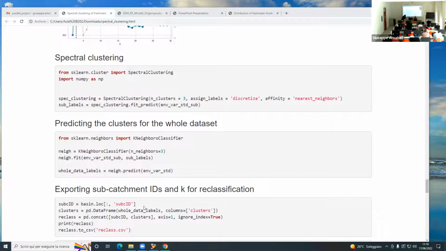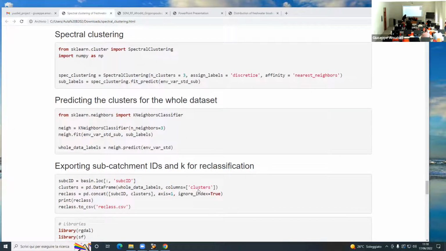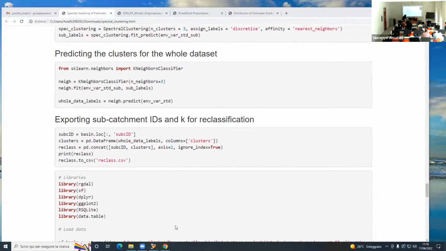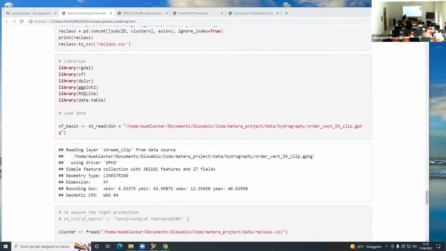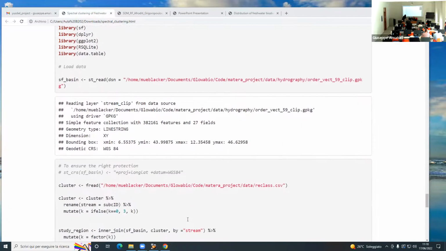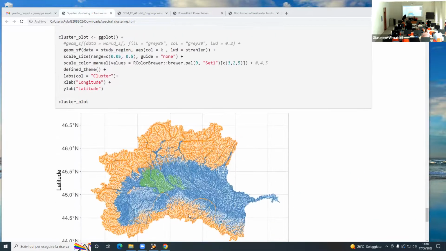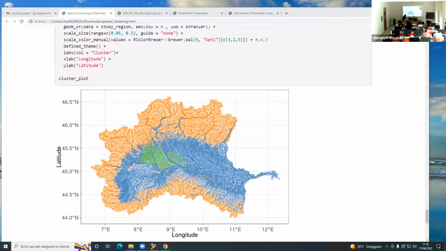Then I just exported my subcatchments and the cluster the subcatchments belong to, which can then be used for reclassing the raster file. In my example, I used the geopackage and added it as an attribute to set the colors. So that's the solution for 3 clusters.